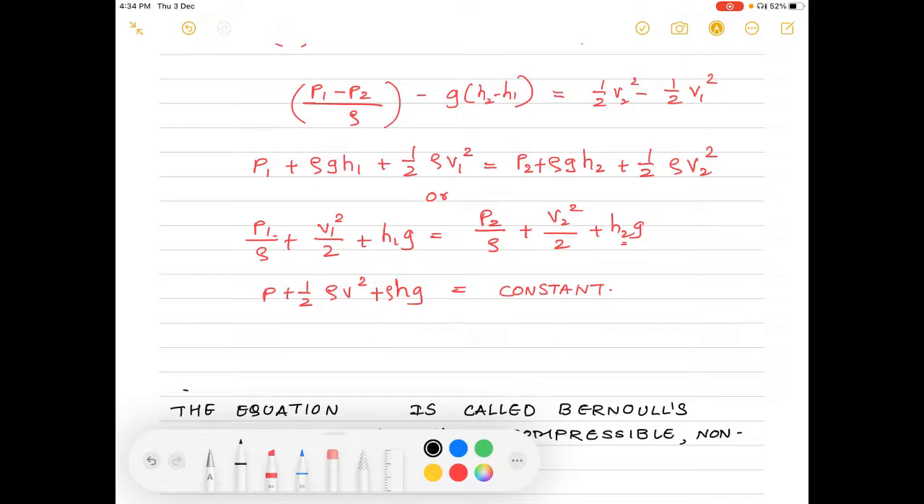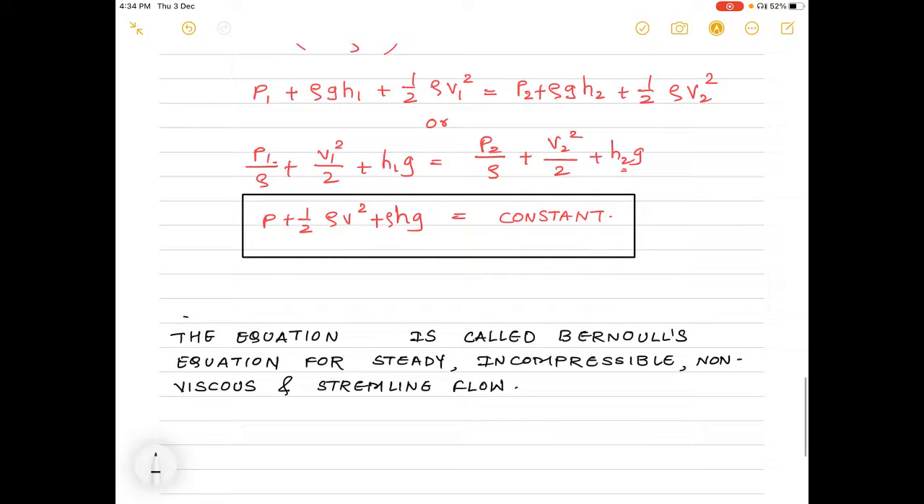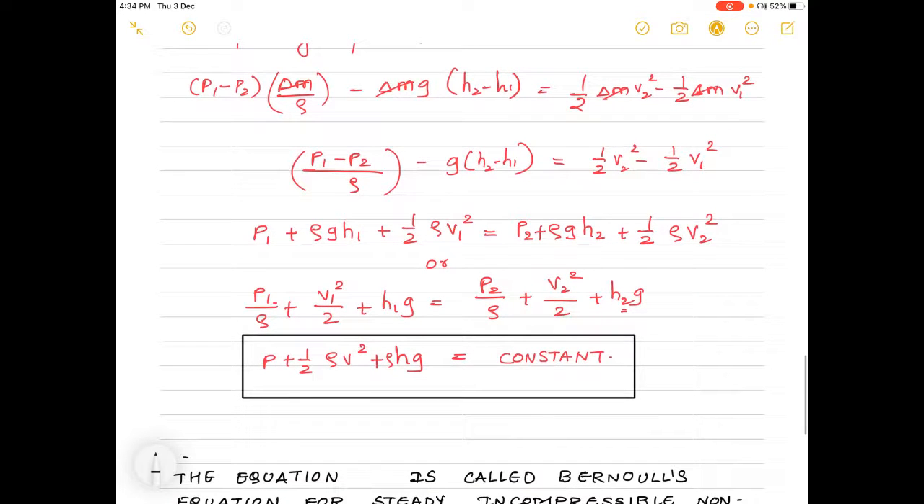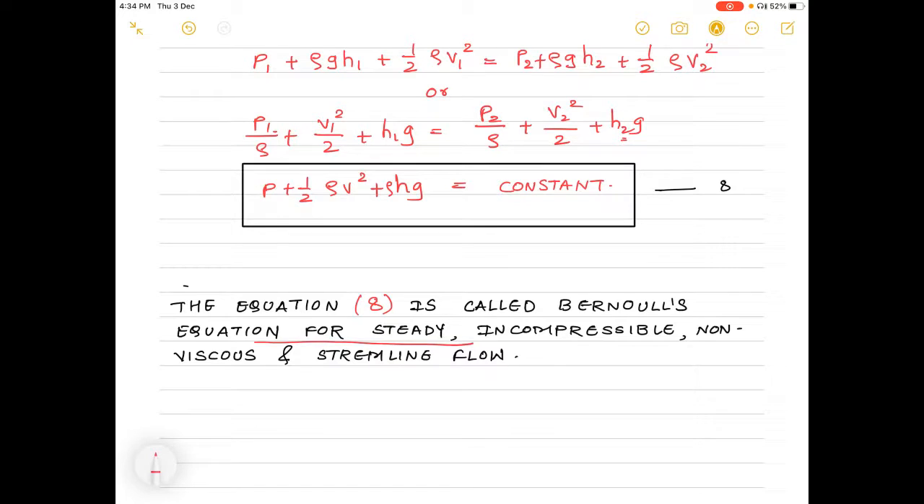So this equation, P plus half rho V square plus rho Hg is equal to constant, is equation number 8. Equation number 8 is called Bernoulli's equation for steady, incompressible, non-viscous and streamlined flow. The total energy per unit volume remains constant at all the points in the path of the flow of a fluid.